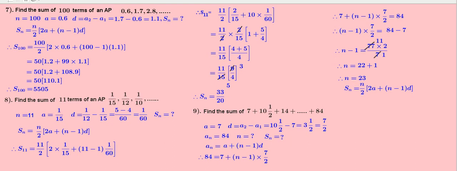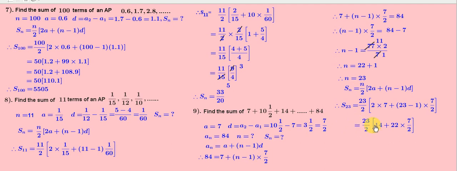Let us take formula Sn, that is equal to n by 2 into 2a plus n minus 1 into d to find sum of 23 terms. Substitute 23 for n. S23 is equal to 23 by 2 into 2 into 7 plus 23 minus 1 into 7 by 2.